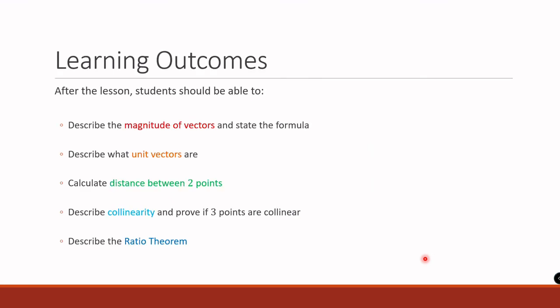So that comes to the end of the video. Make sure now you can describe how to find the magnitude of a vector. What are unit vectors? How to find the distance between 2 points? How to prove that 3 points are collinear? And how to describe the ratio theorem. Hopefully you remember the proof.